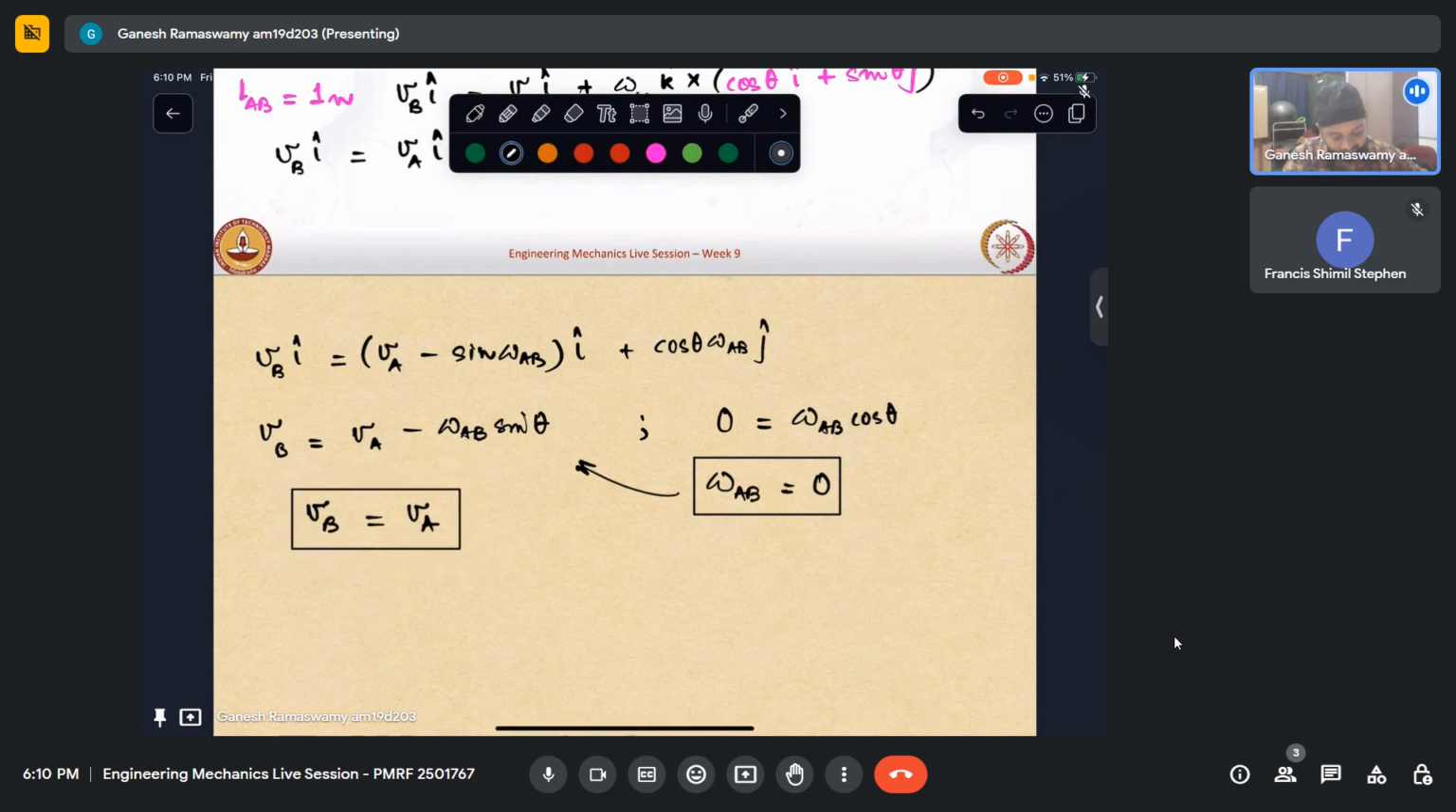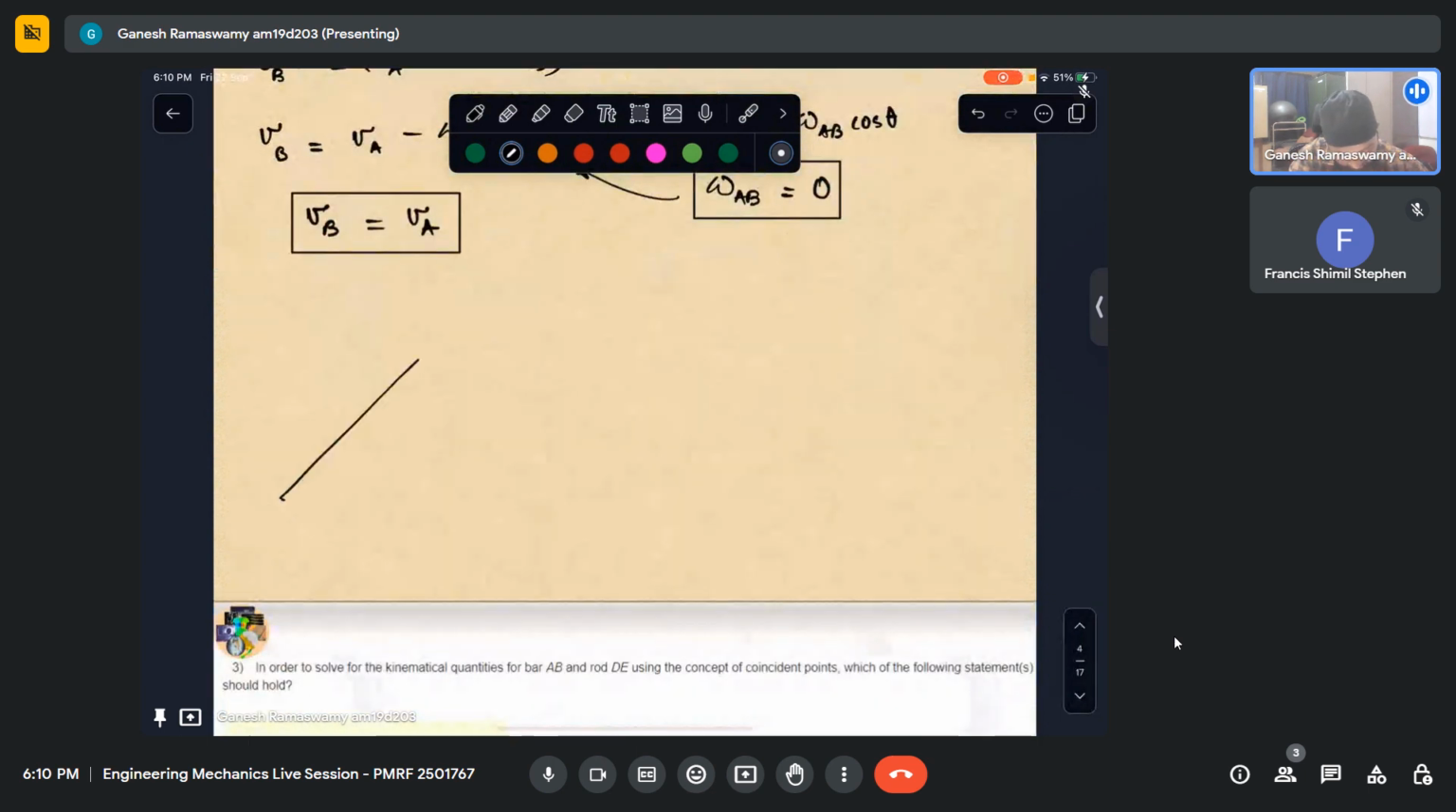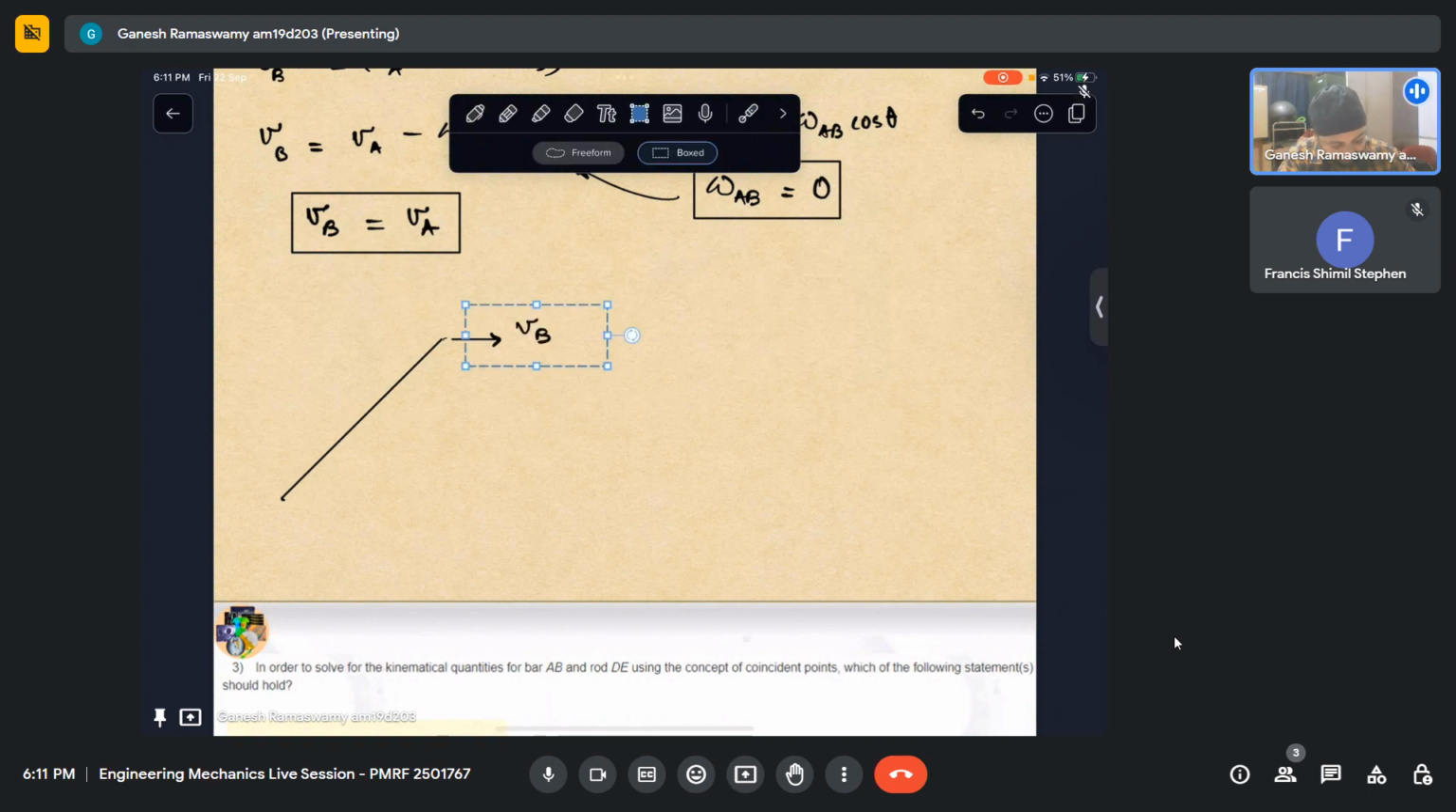So we are having a link like that, which is having a velocity here, which is VB, and it is having the same velocity here because VA equal to VB, and it is having no rotation. So at this instant, it can be concluded that it is indeed undergoing pure translation. But at the very next instant, it will have some rotation as well, so it will be undergoing general plane motion.